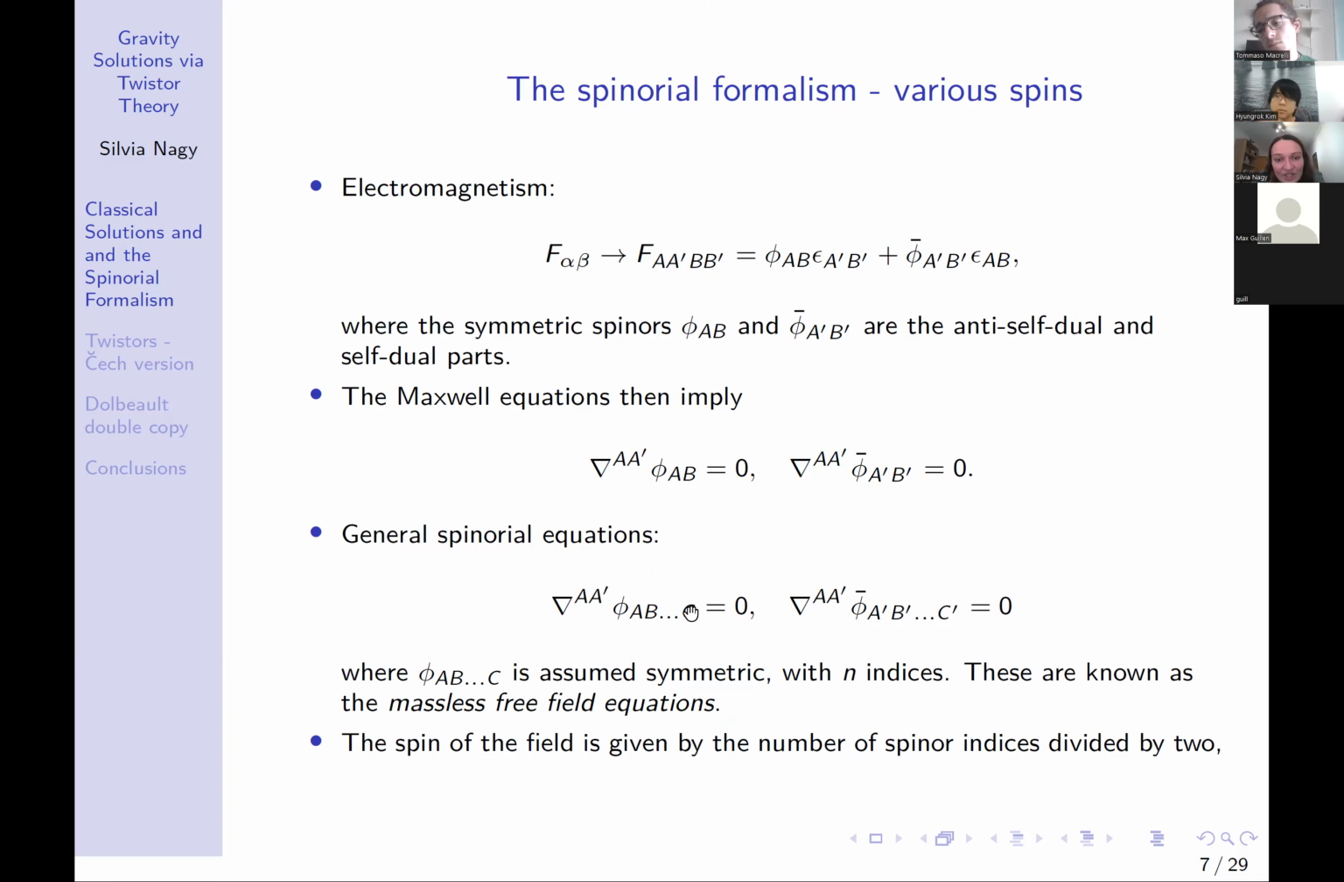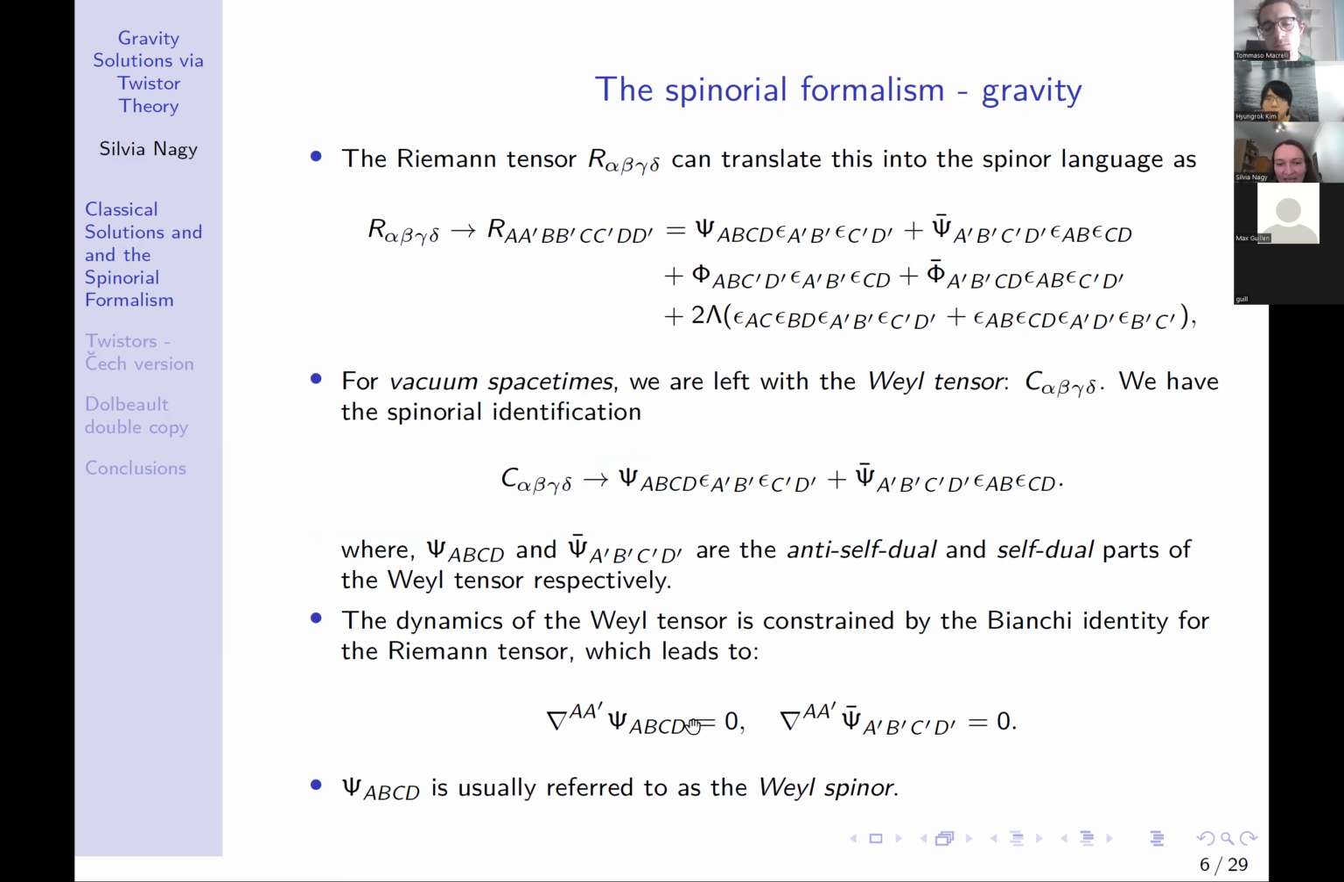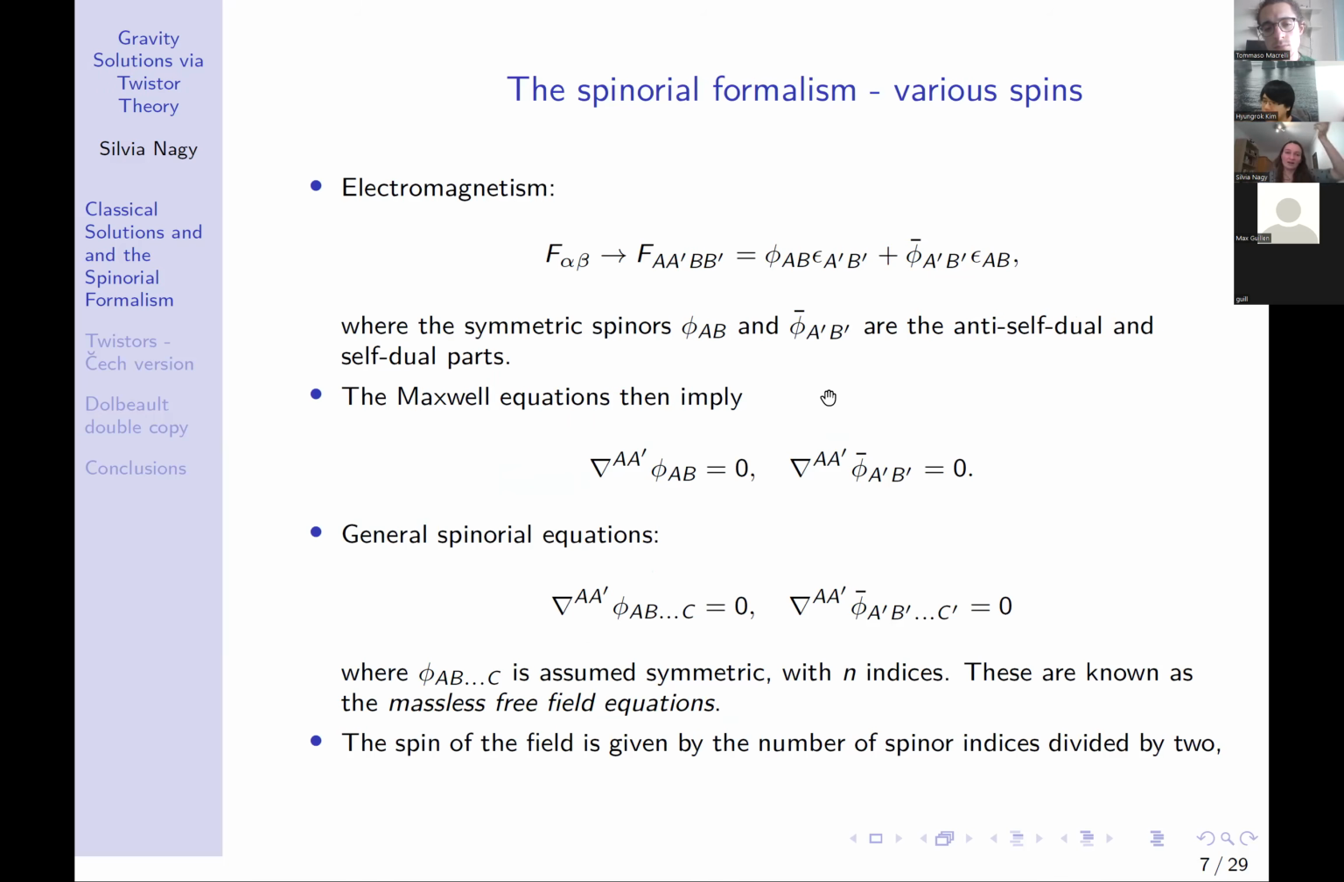It turns out that one can indeed generalize these for an object with an arbitrary number n of indices. These are just called the massless free field equations. And the spin of the field that this object describes, as you might already have guessed from these two examples, is just half the number of indices. So for gravity, we had 4 indices, spin 2, and for Maxwell here, we are not doing non-abelian yet, we have 2 indices for spin 1.